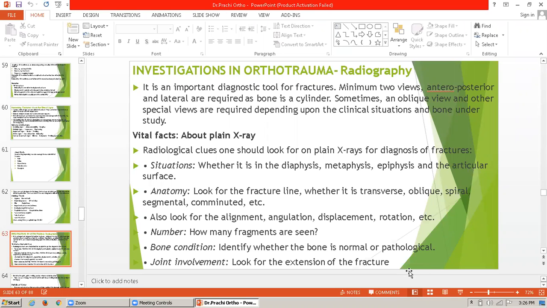So then there is the plain X-ray. Radiological clues one should look for in the plain X-ray for diagnosis of a fracture: anatomy, then alignment, angulation, displacement, rotation, then the number, that is how many fragments are seen in a fracture, bone condition, whether the bone is normal or pathological, and joint involvement, that is, look for extension of the fracture. How far the fracture extends is very important.